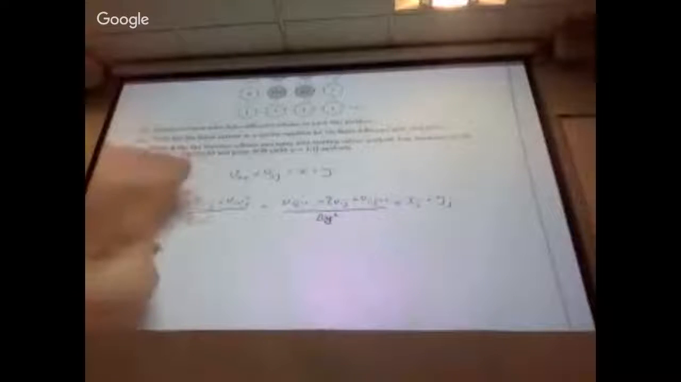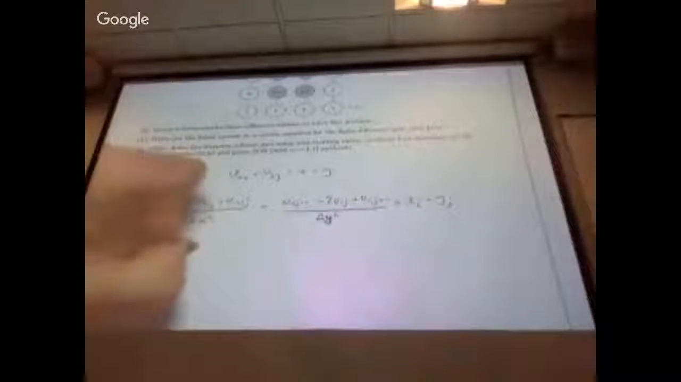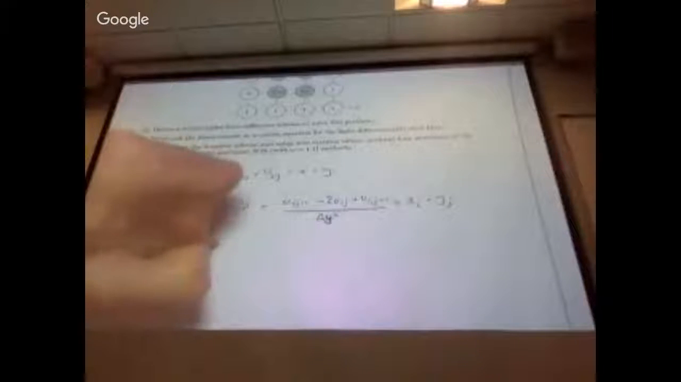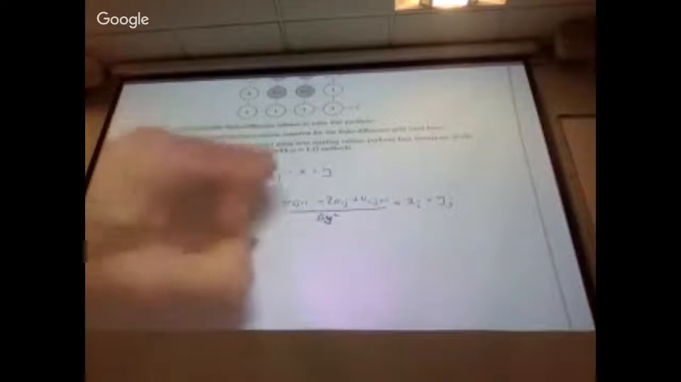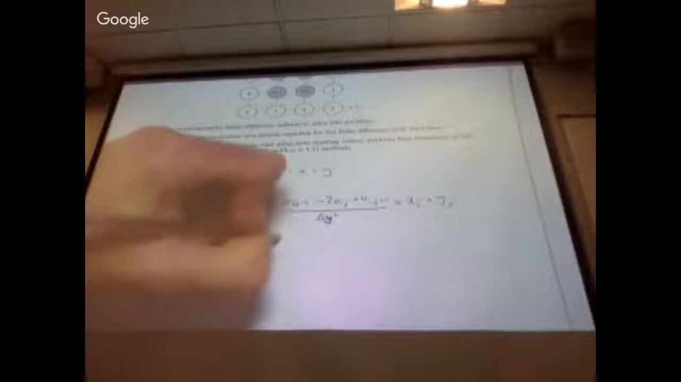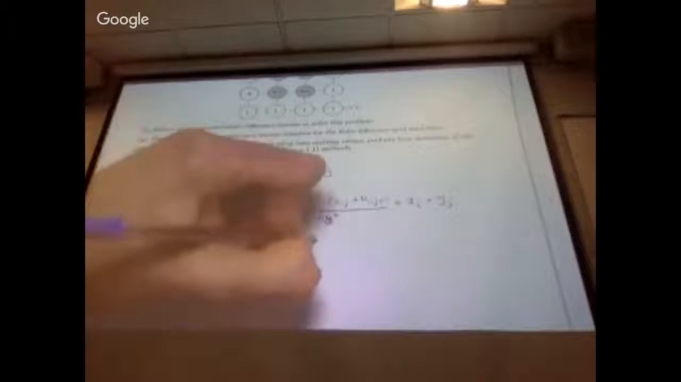First thing I tend to do when I've got fractions is multiply by the denominators to get rid of any fractions. So if I multiply by delta x squared and delta y squared, hopefully you'll be able to do this as well. We have delta x squared, delta y squared.